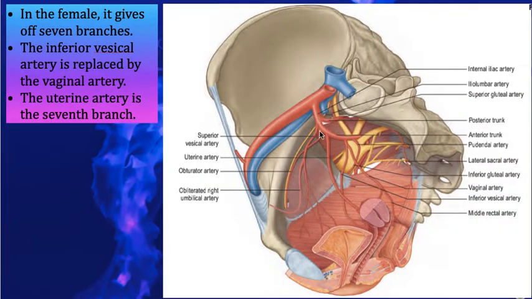In the female, it gives off 7 branches. The inferior vesical artery gets replaced by the vaginal artery. You can see this is the vaginal artery. Instead of the inferior vesical, we have the vaginal artery. And the uterine artery is the 7th branch. This is the uterine artery, which you can see coming from the anterior trunk of the internal iliac artery in the female.